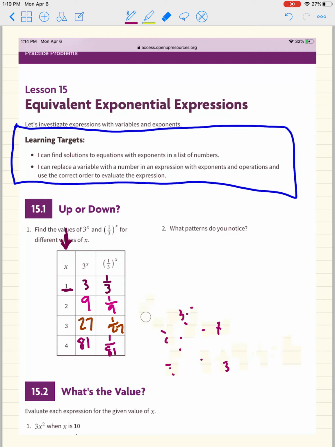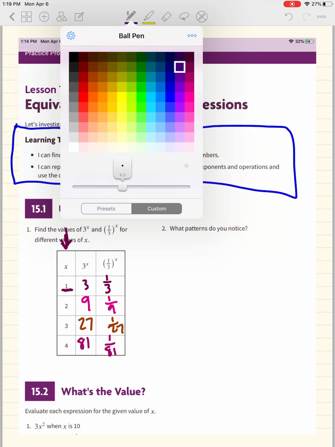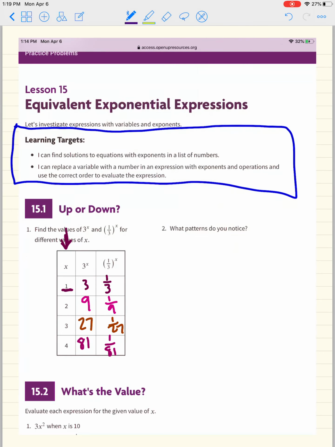Number 2 says, what patterns do you notice? So look at your chart and look at the numbers and pause the video and try and come up with some patterns that you noticed. Unpause the video when you have some. Okay, hopefully you did that.